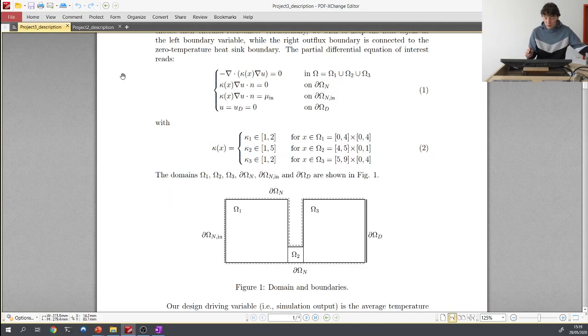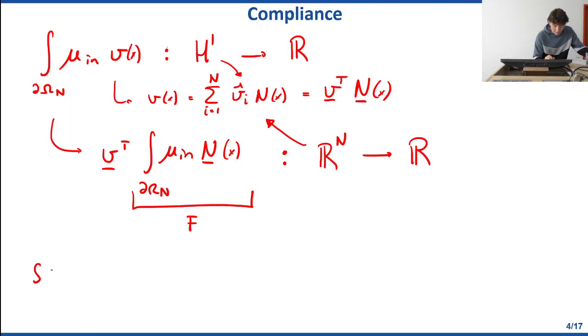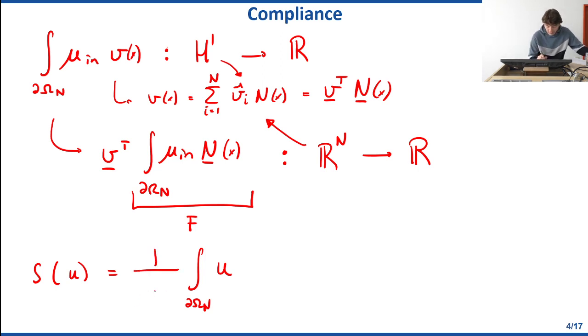Now what in the homework assignment was actually the output that we're interested in? Well, we're interested in the average temperature on that boundary. So the output functional s of some function u is equal to the integral of u on that boundary, and then I still divided it by the size of that boundary, which is 1 over partial omega n ds.